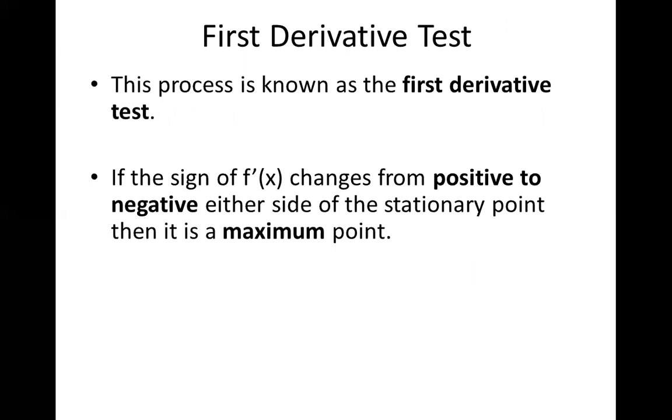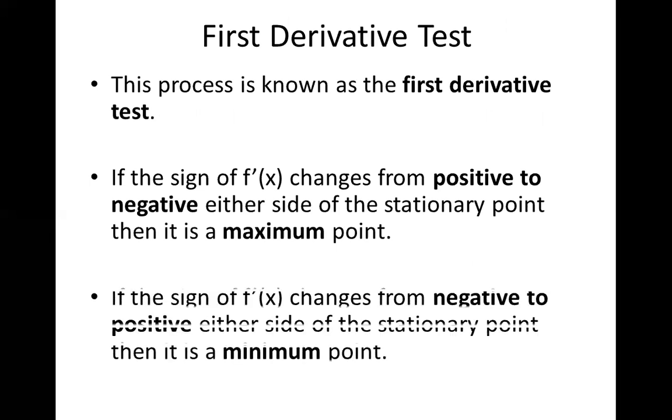If the sign of f prime of x changes from positive to negative at the side of the stationary point, then it is the maximum point. If the sign of f prime changes from negative to positive at the side of the stationary point, then it is the minimum point.